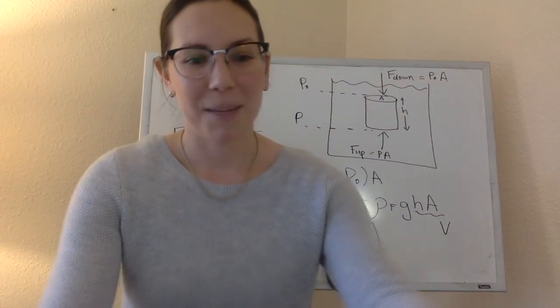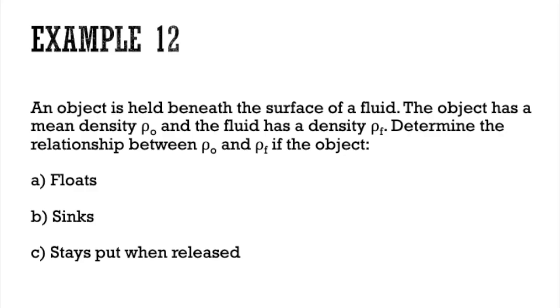Okay, let's look at some examples. All right, the first example: an object is held beneath the surface of a fluid. The object has a mean density ρO and the fluid has a density ρF. Demonstrate the relationship between ρF and ρO if the object floats, so rises, sinks, or stays put, stays at rest.